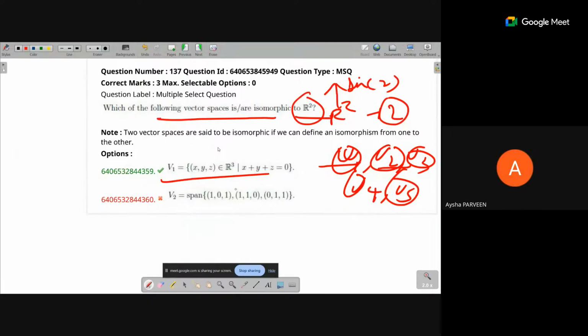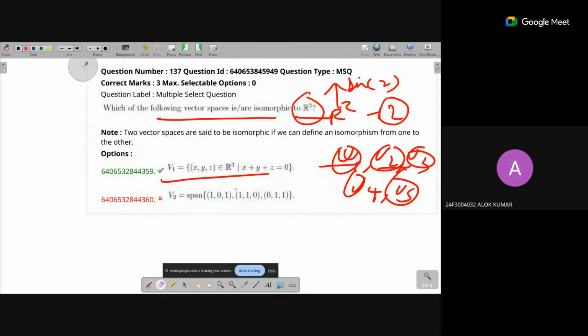Sir, we find the dimensions by the exponent, right? Yes, in general, if a vector is in Rn, then it must have dimension n. Okay, sir. That's why I was curious about that.